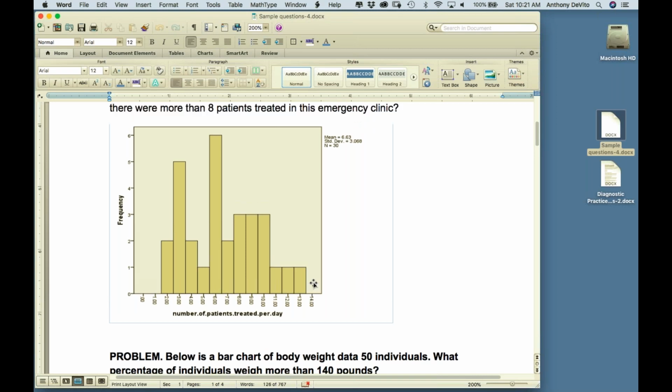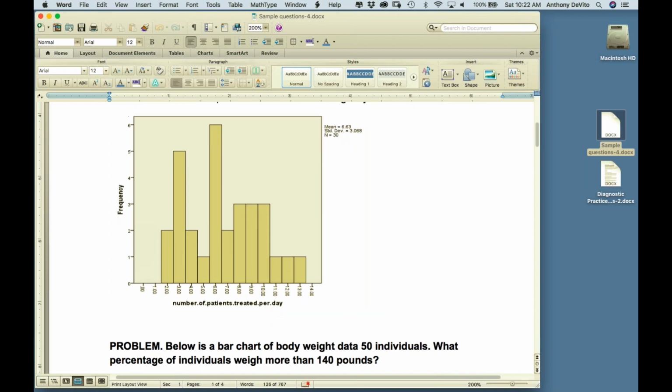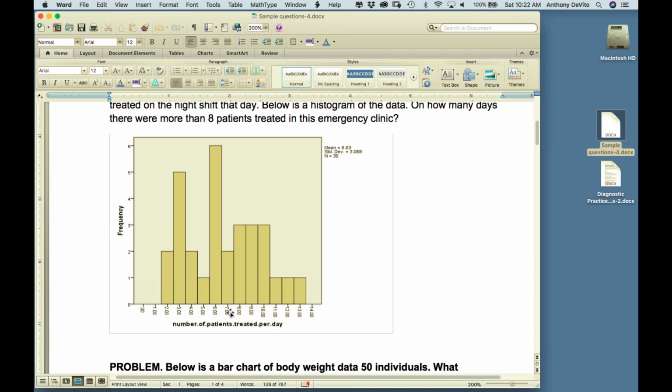The key here is going to be distinguishing between when it's asking you a simple probability and when it's asking you a conditional probability. For a simple probability, we know there are 30 days represented here. If I ask what's the probability that we treated exactly 6 patients out of the 30 days, well, 6 patients came up 6 times out of 30 days. So it'd be 6 out of 30.